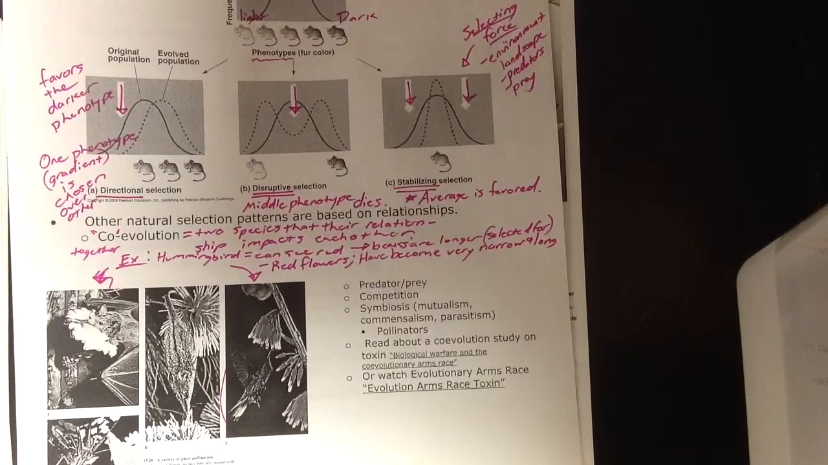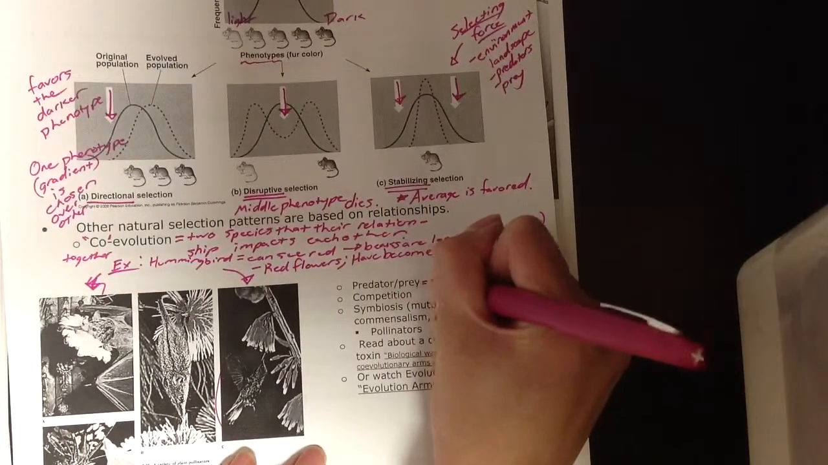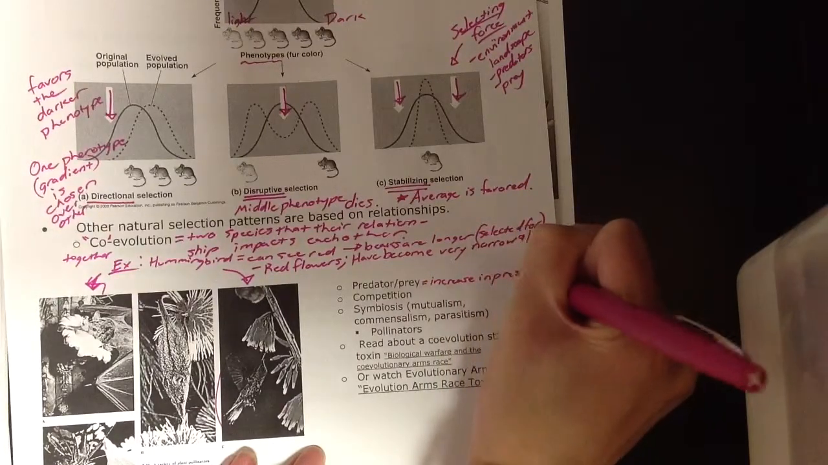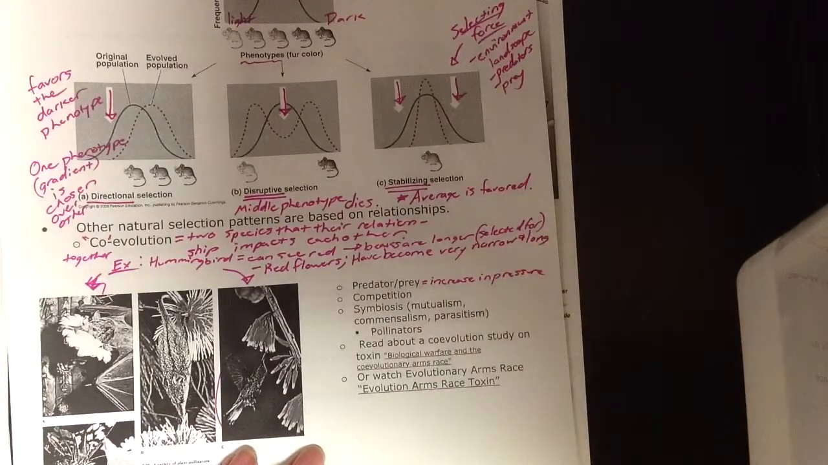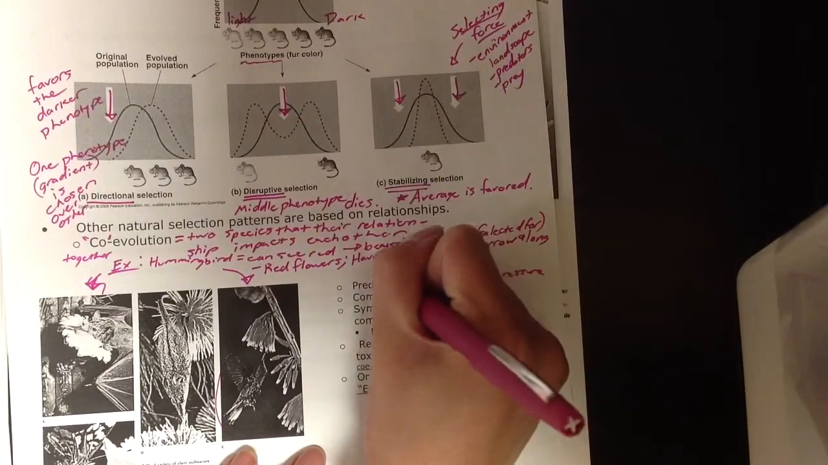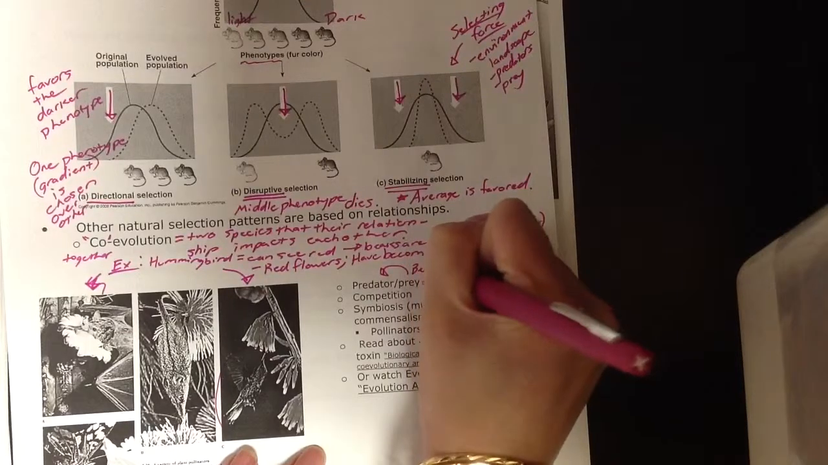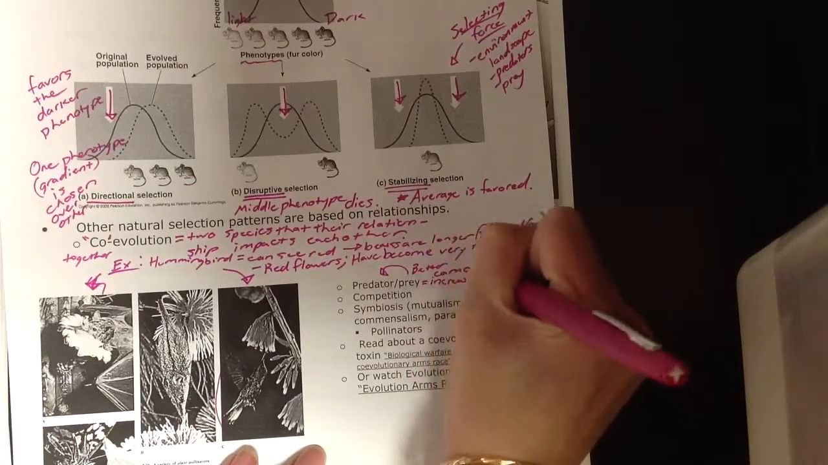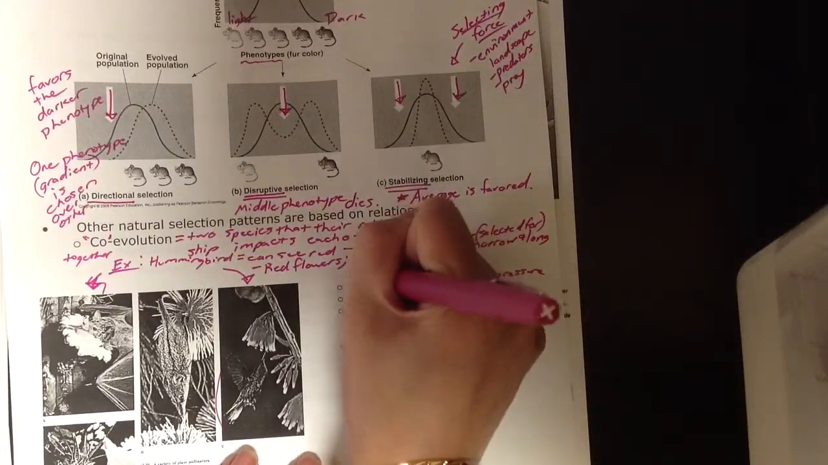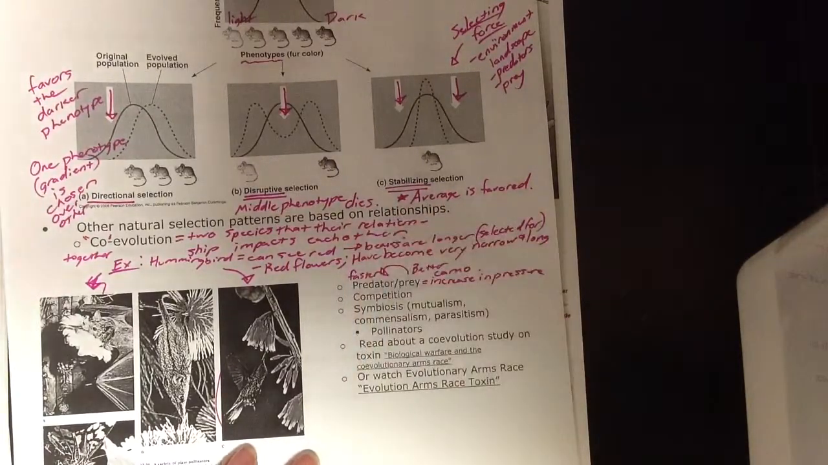Other relationships that we see are predator-prey relationships. Basically, this is an increase in pressure. In the predator-prey relationship, maybe the prey is better camouflaged. Better camouflage. That's going to cause the predator to maybe need to be faster in order to actually catch the prey before it's able to hide.